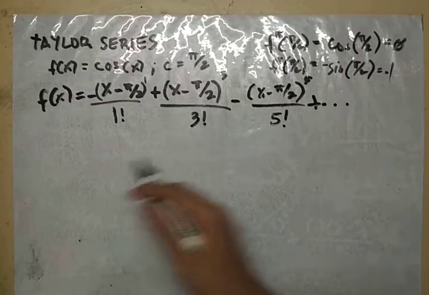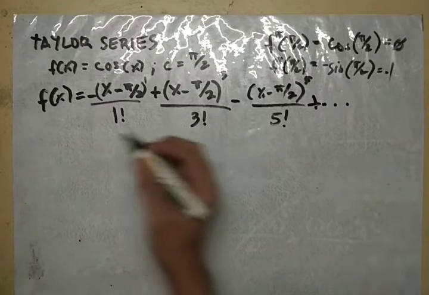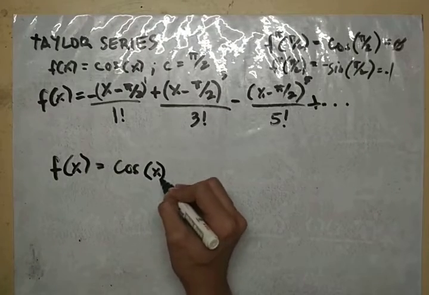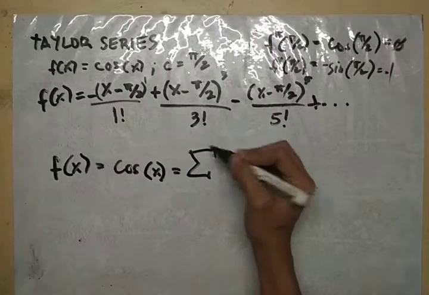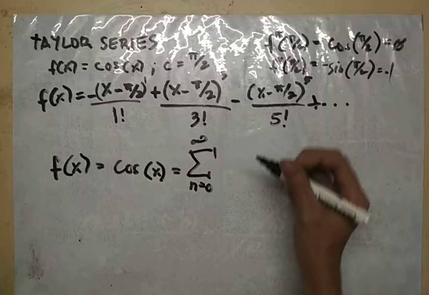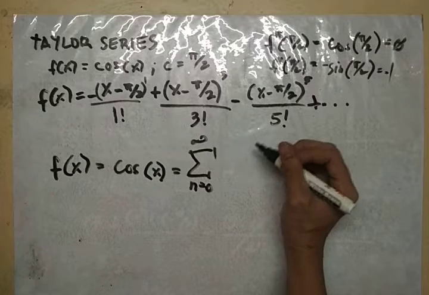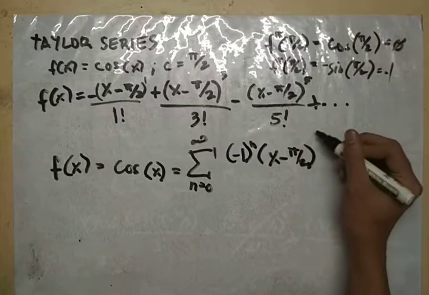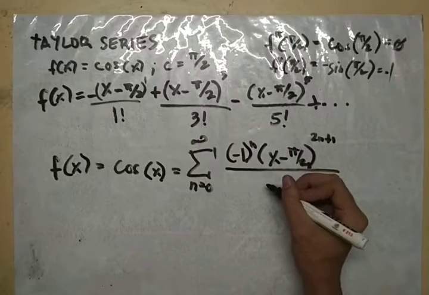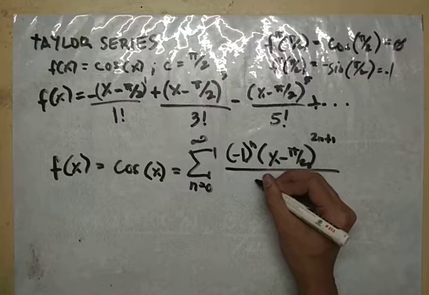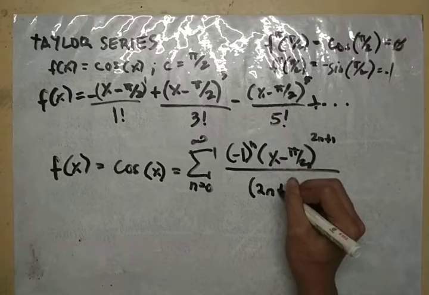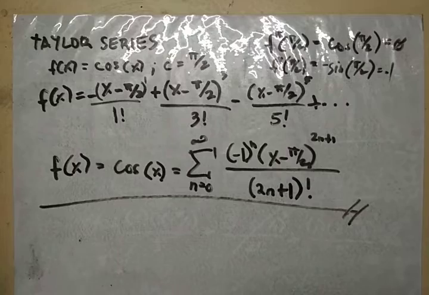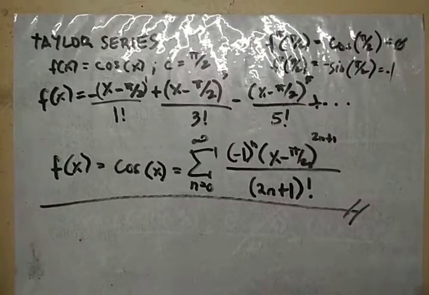So if we continue this, we will get the closed form of this function: cosine x is equal to the summation from n equals 0 of negative 1 to the n, times x minus pi over 2 raised to n plus 1, all over n plus 1 factorial. Oh sorry, I forgot, it is n plus 1.